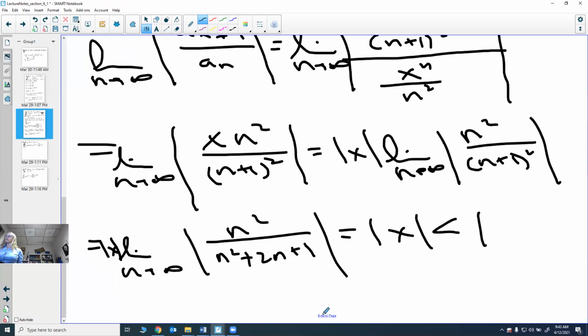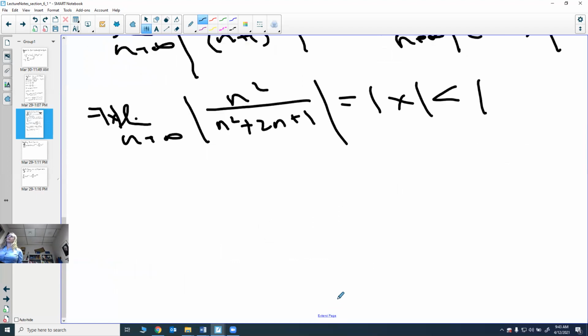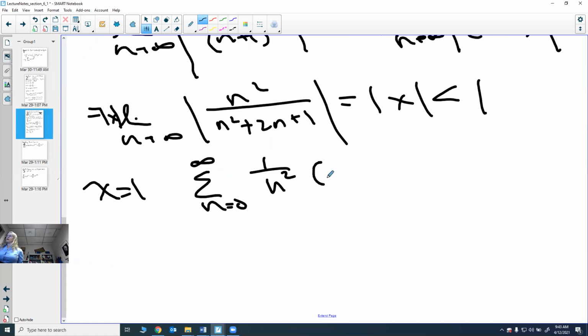So therefore, for our interval, we do need to find out whether or not we converge at the endpoints. So this is just seeing less than 1. So let's look at x equal to 1. If x equals 1, then the summation n equals 0 to infinity of 1 over n squared, 1 to the n, because x is 1, is equal to the summation n equals 0 to infinity of 1 over n squared. Well, that's a p-series, and we know that that converges.